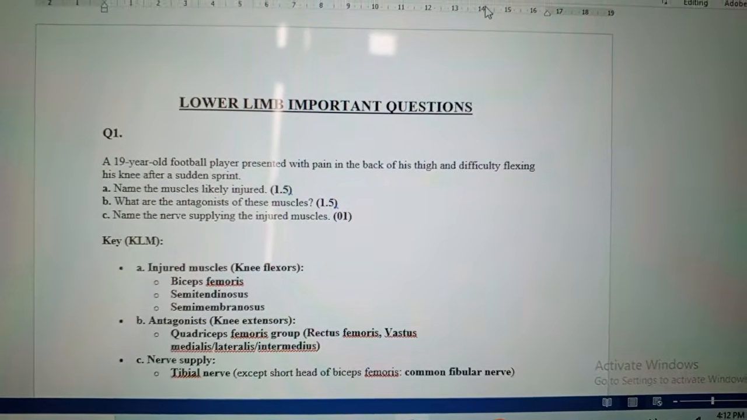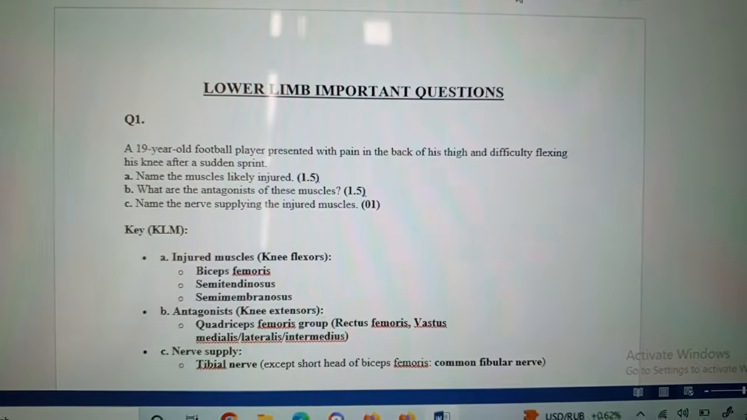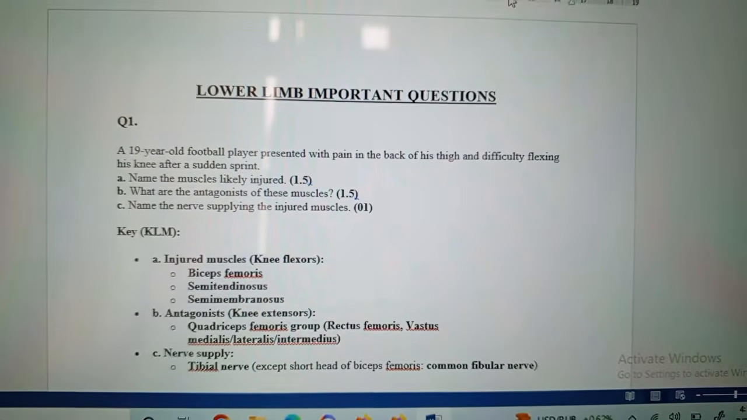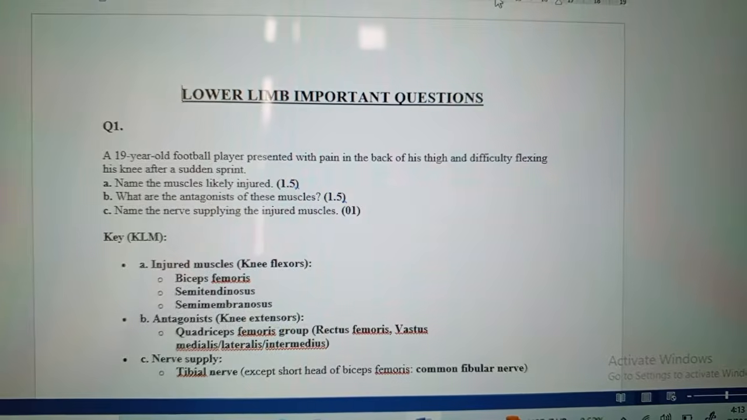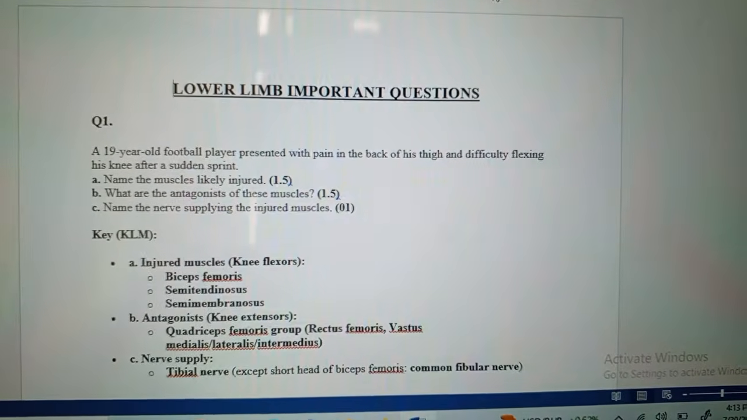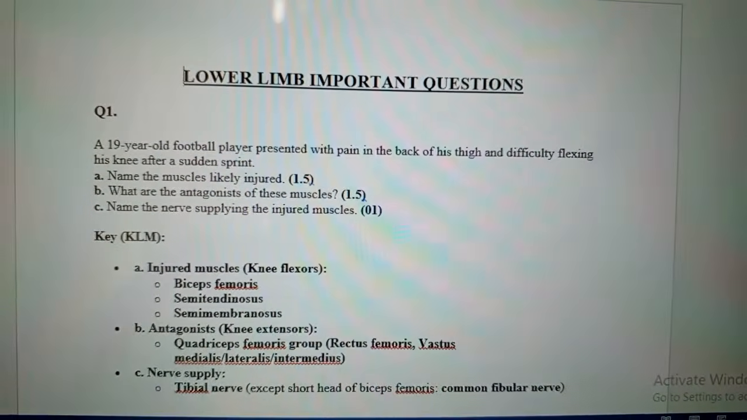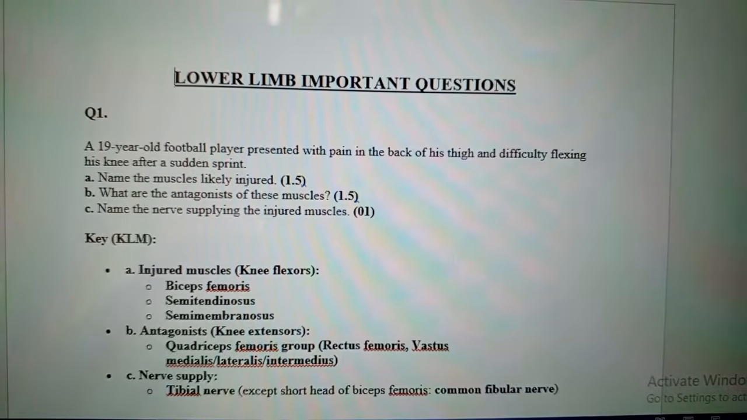Bismillahirrahmanirrahim. These are the important questions which can come in your exam regarding the lower limb. Question number one is, I'm giving you few examples. Scenario based questions can be asked in your exam.